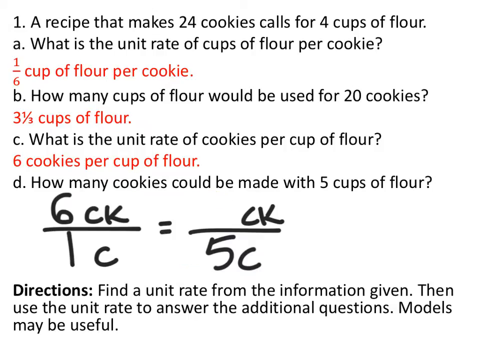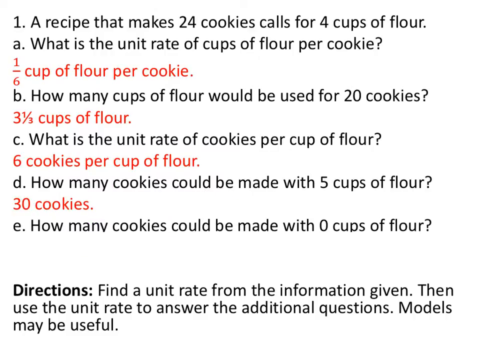So how do we get from 1 cup to 5 cups? We take that 1 cup and multiply it by 5, and we'll take the 6 and multiply it by 5 as well. So we see out of 5 cups of flour we can get 30 cookies. And how many cookies could be made with 0 cups of flour? Well, at that point you're going to have 0 cookies.